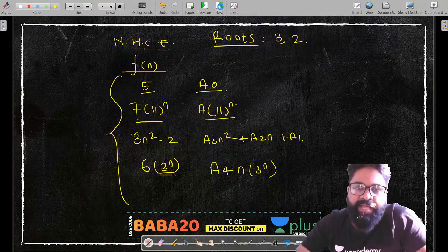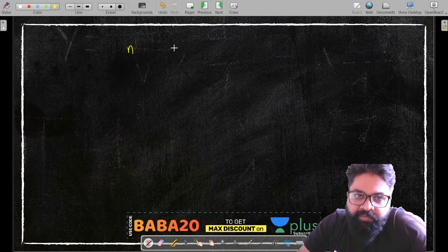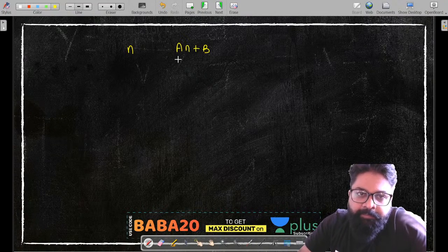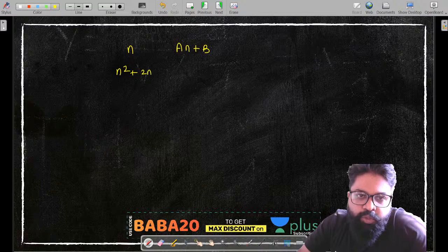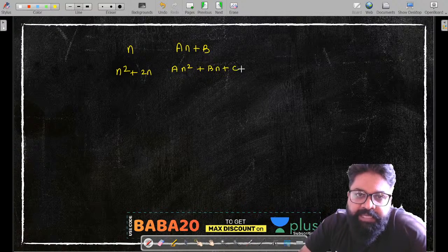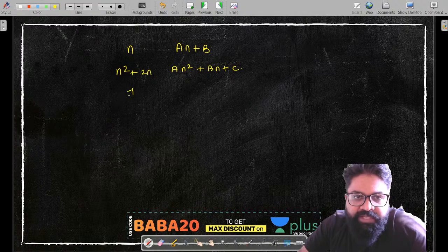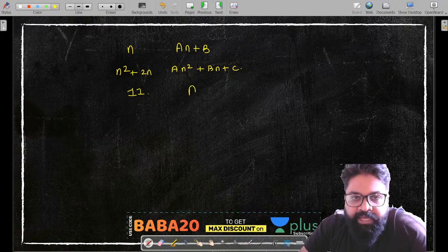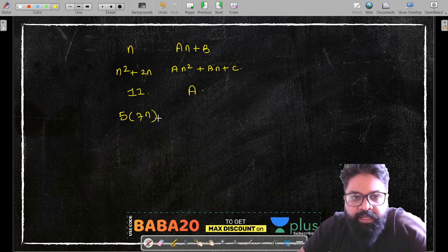See, whenever you will be having something like n, then you will be writing a of n plus b. Whenever you will be having n square plus 2n, then you will be writing a of n square plus b of n plus c. Whenever you will be having any constant, let's consider 11, then you can immediately write a. Suppose you will be having 5 of 7 raised to n, then what you will be substituting? A of 7 raised to n.